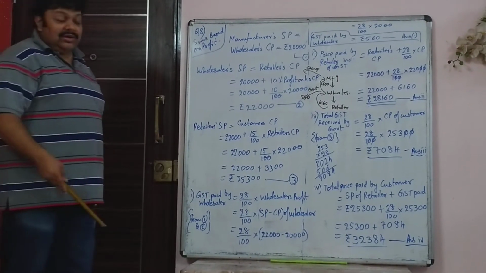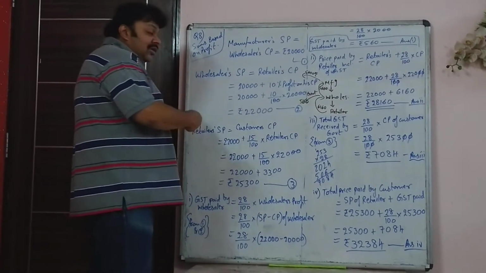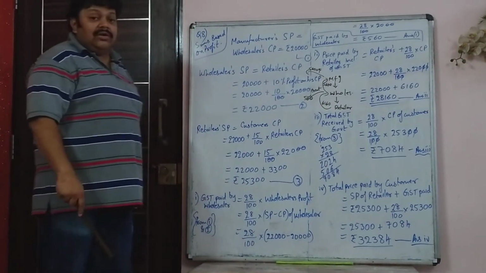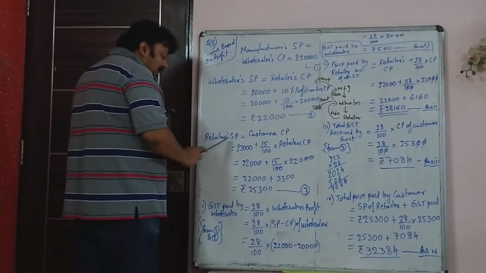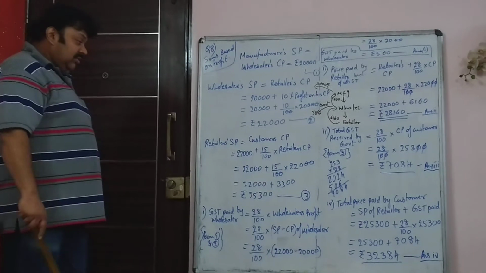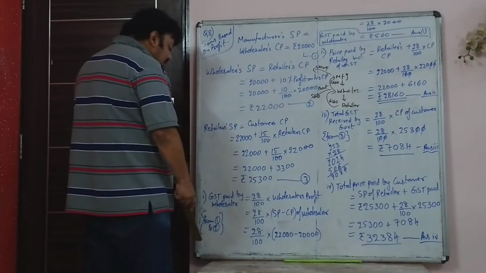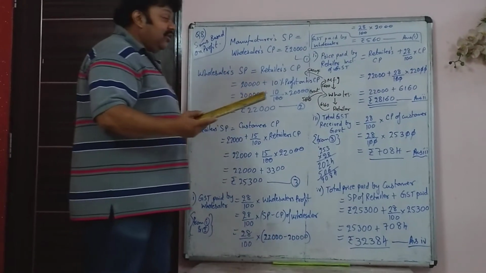Given in the question, the retailer makes 15% profit, of course. On what price? On his cost price. So he charges 3,300 rupees extra. So the final sale price of the retailer is 25,300 rupees.